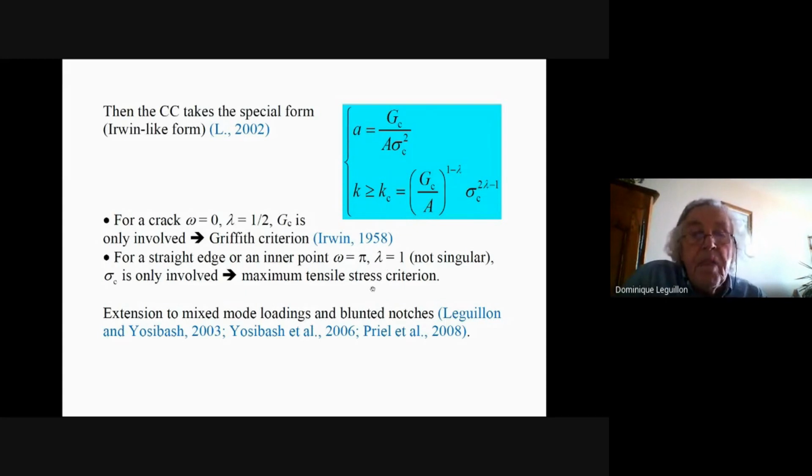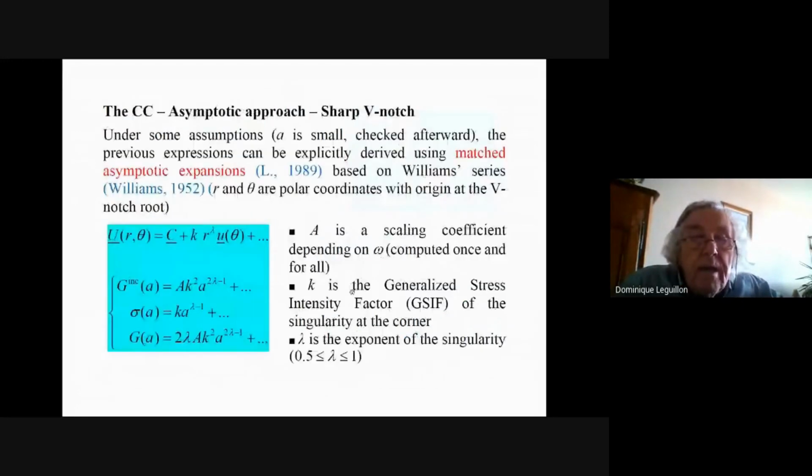Okay. Now, if you have a straight edge, there is no longer any stress concentration. The V notch is completely open. The edge is straight. Lambda is 1. There is no singularity. Okay. Lambda is 1. Lambda minus 1, this is 0. You have just a stress that is a constant. It is the tensile stress parallel to the edge.